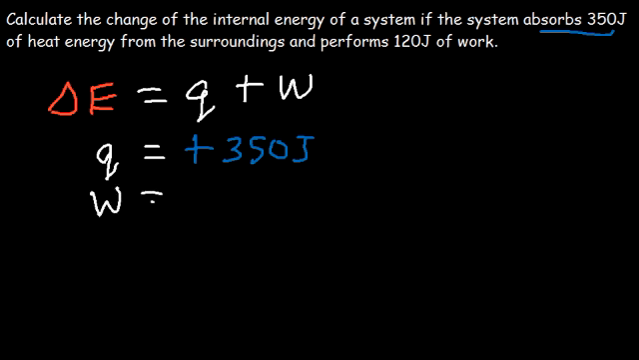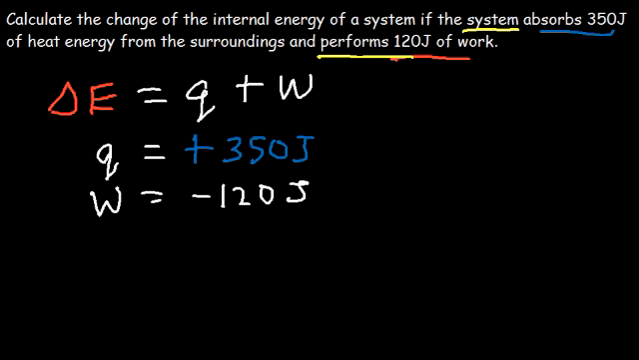Now what about work? We know it's 120, but is it positive 120 or negative 120? Is work being done by the system or on the system? By the system means the system's doing the work. On the system means that the surroundings is doing work on the system. Notice that the system performs 120 joules of work, so that means the system is doing work. Whenever the system is doing work, it's negative 120.